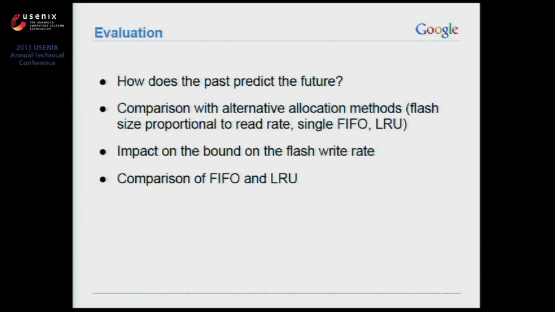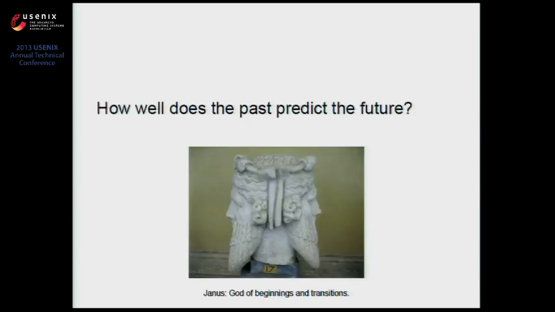These are the questions we address in these evaluation sections. How does the past predict the future? How does it compare to alternative methods? What is the impact on the bound on the write rate? And in the paper, there's also a comparison between FIFO and LRU. First, how well does the past predict the future?